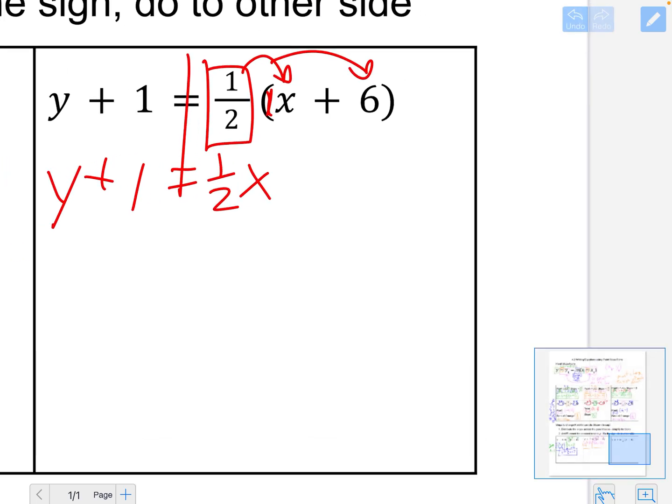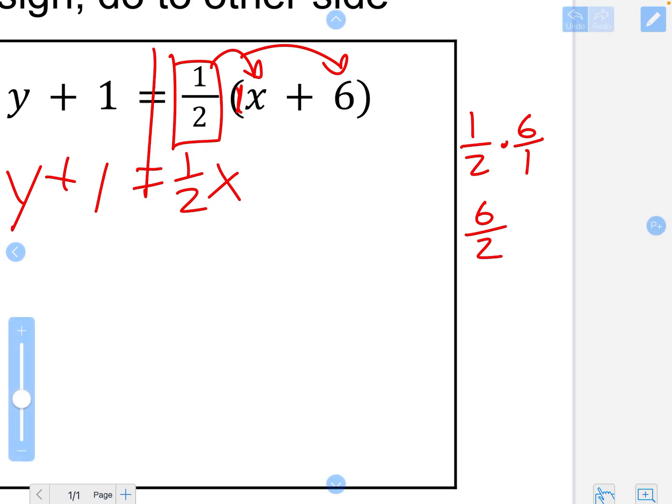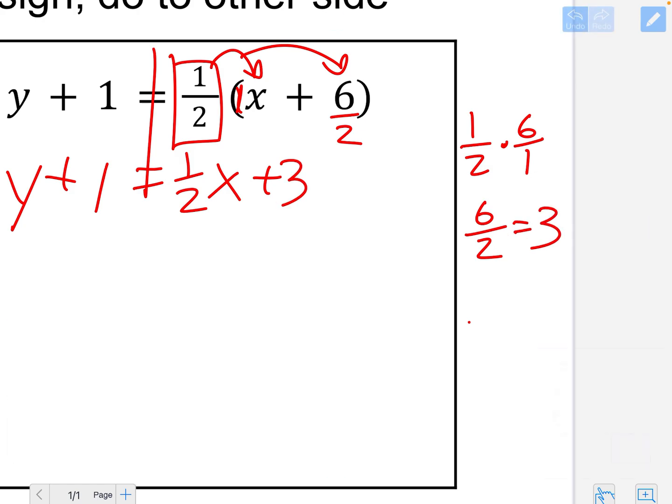And then again, let's talk about a little bit of fraction math. So if I have 1/2 times 6/1, all it means is I'm simply going to take 6 and I'm going to divide it by 2. So 6 divided by 2 is going to get me a positive 3.